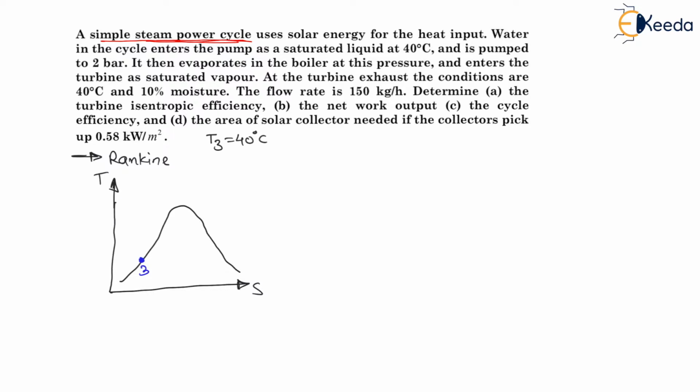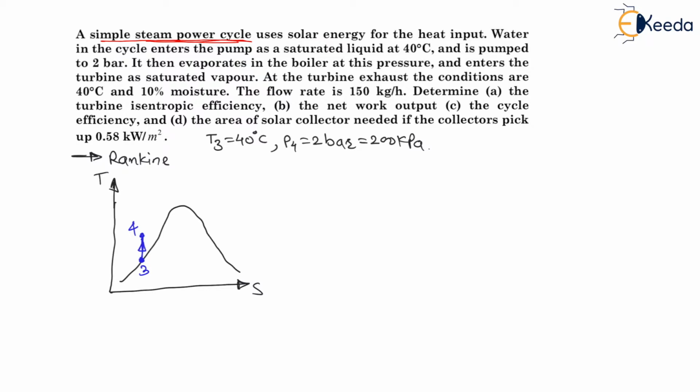Right. And my dear students, from 3 to 4 there is a pumping, right? Therefore from 3 to 4 there will be a reversible adiabatic pumping. That means entropy remains constant during 3 to 4, right? Again read the question. And is pumped to 2 bar, means after pumping at the exit of the pump the pressure is 2 bar. Therefore we can say P4 is equal to 2 bar, which is nothing but 200 kilopascal.